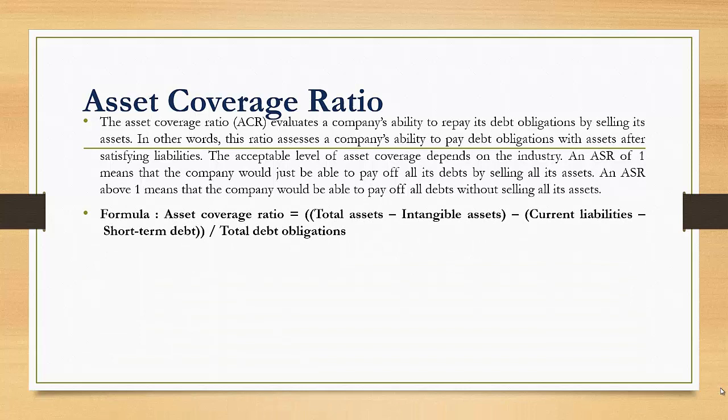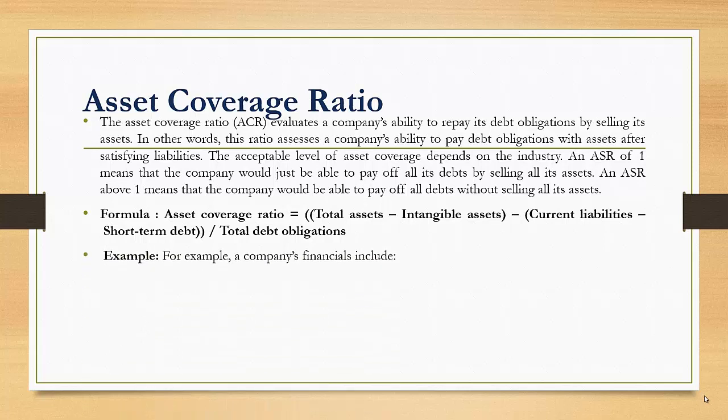The formula for the asset coverage ratio equals total assets minus intangible assets, then minus current liabilities, and from current liabilities we need to subtract short-term debt, and this resultant figure we need to divide by total debt obligations.